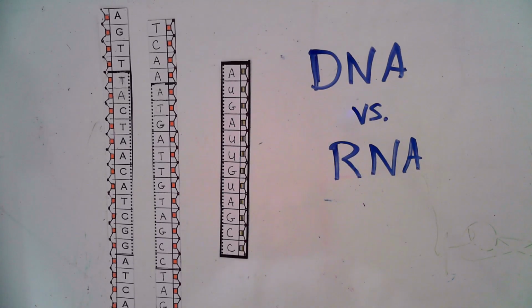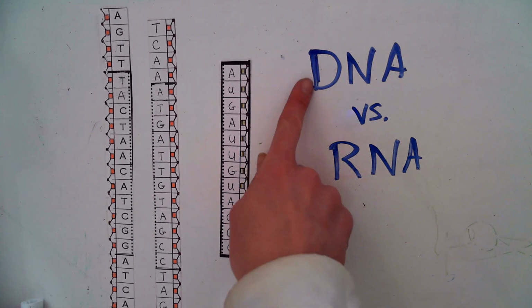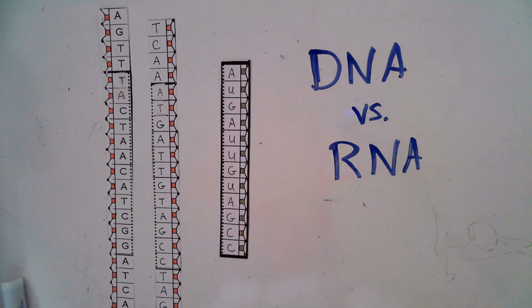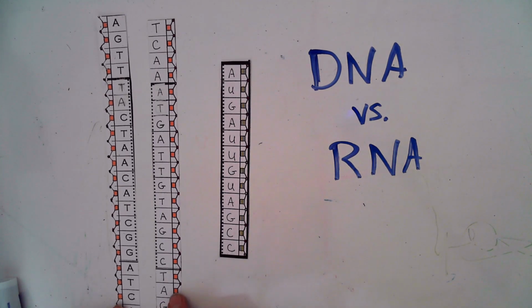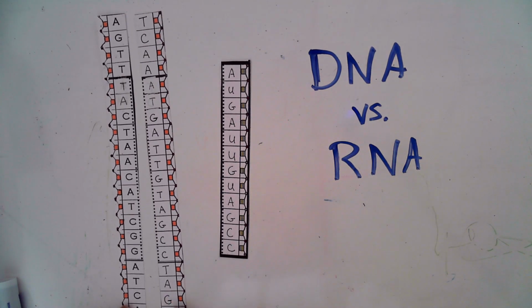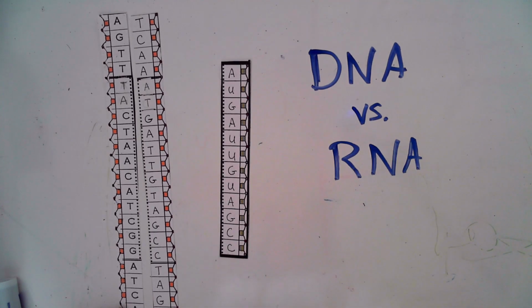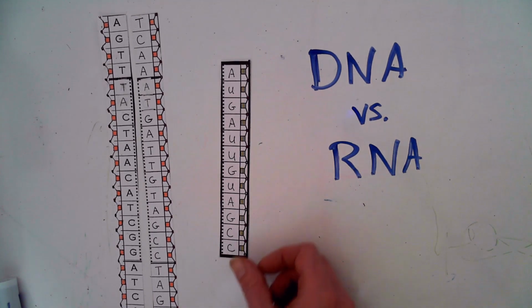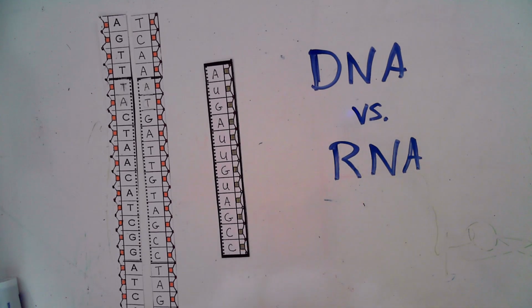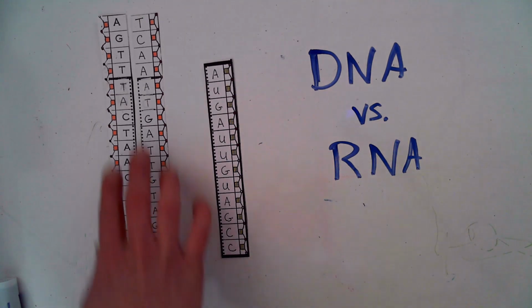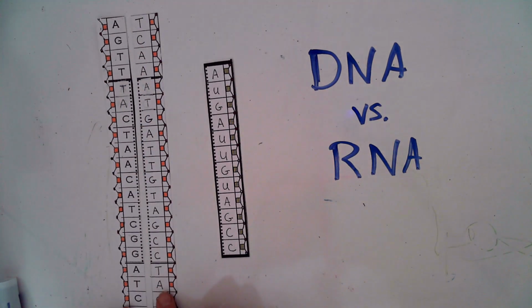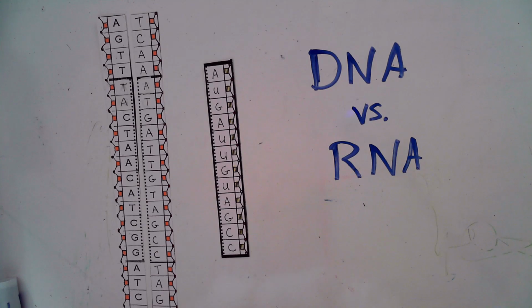Hello everybody. Today's video is about the differences between DNA and RNA. Now when you look at these models that I have for you, you may first ask yourself, okay, which one is the DNA and which one is the RNA? Well, we've already studied DNA quite a bit, and one of the things that you've learned is that DNA is double-stranded, often called the double-stranded helix or a double helix.